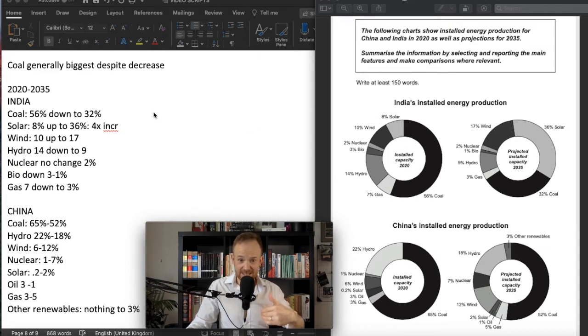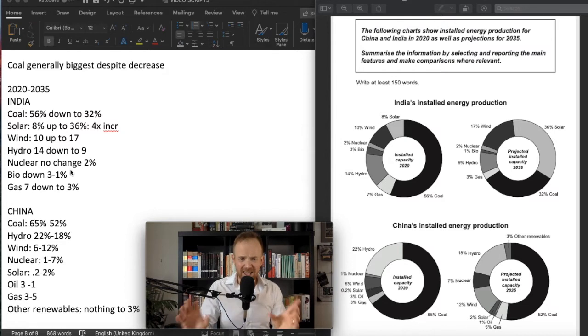So now we look at the details. In India first, coal, as I said, goes down. Solar goes from 8 to 36. So that's a four-fold increase, all right? That is a huge increase for solar. Wind, also up to 17. Those two forms of sustainable energy have gone up. Hydro has gone down. Bio has gone down. Gas is down. And nuclear has no change.